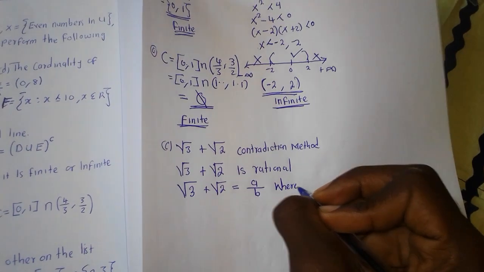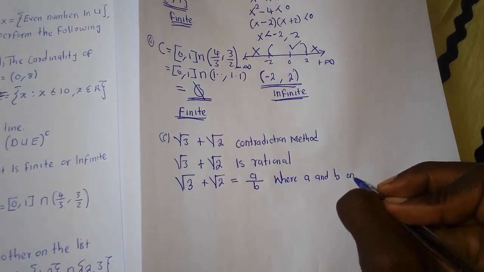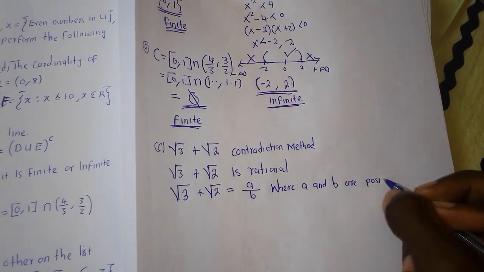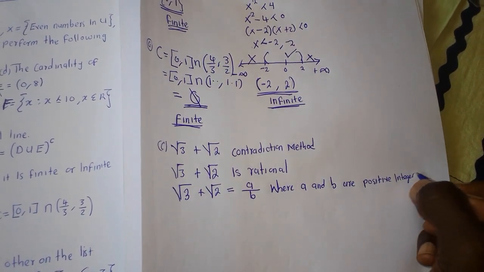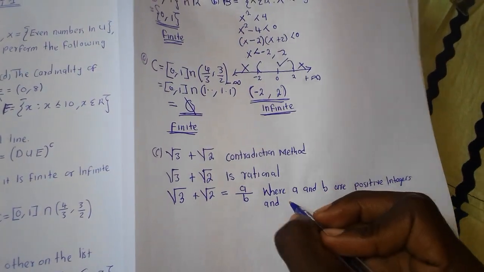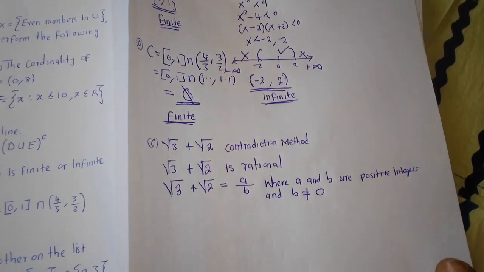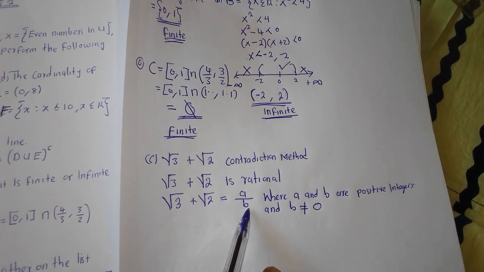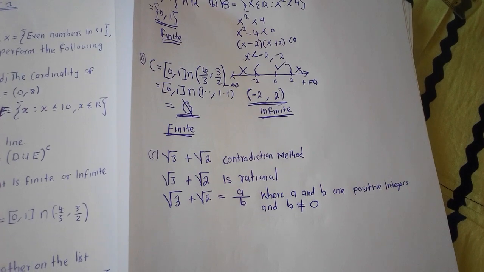where a and b are positive integers and b must not equal 0. You may wonder why, but it's because if we make b equal to 0, then automatically this is undefined.